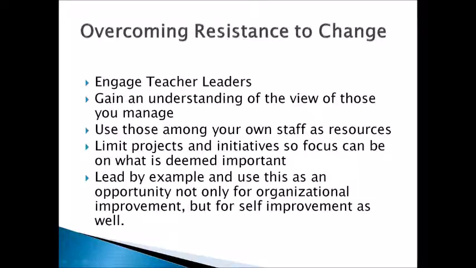In regards to overcoming the resistance to change, in conclusion, the 5 overarching themes of this presentation are that one would need to engage teacher leaders. One would need to gain understanding of the view of those you manage, use those among your own staff as resources, limit projects and initiatives so focus can be on what is deemed important, lead by example, and use this as an opportunity not only for organizational improvement, but for self-improvement as well.